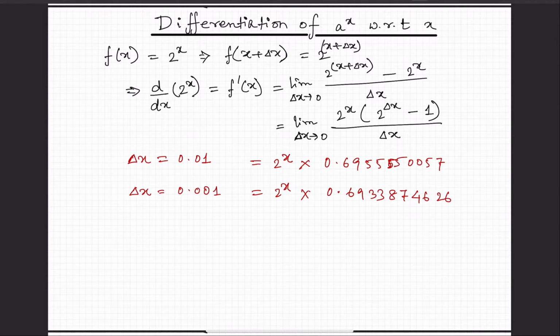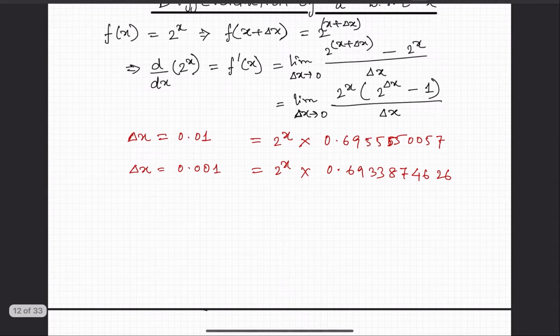Now if we take a as e, that is exponential e, which obviously we know the value of e, everybody knows the value of e, that is, let me write it in a different color. Exponential e is 2.718281828. This is the value of e.